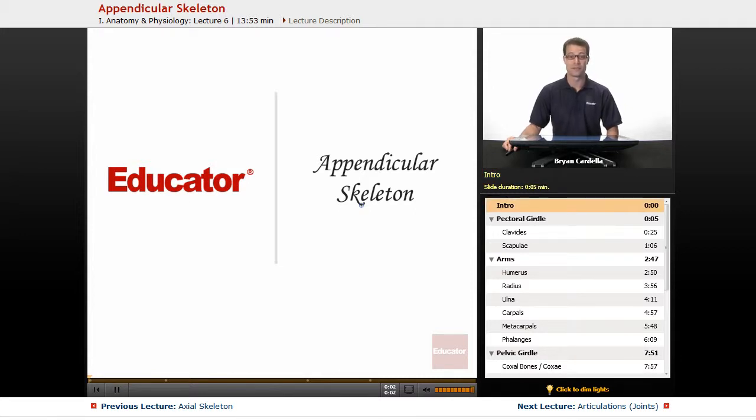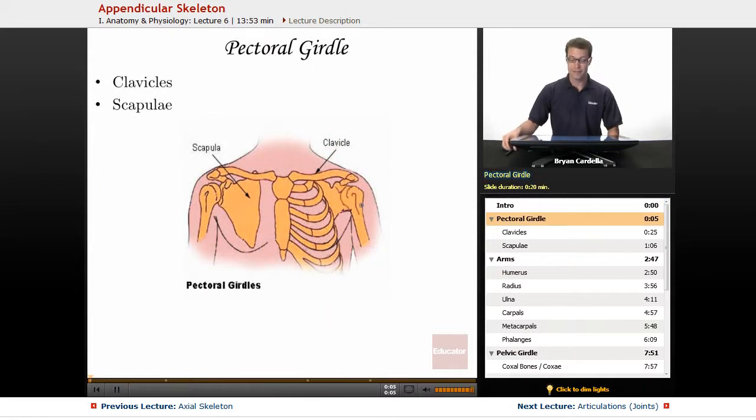This is the Appendicular Skeleton. The appendicular skeleton is named after the appendages, of course, that would be the arms and the legs, and the bones associated with the movement and stability of those. So we're going to start with the pectoral girdle. The pectoral muscles obviously are up here, and this girdle, as they call it, is attached to that region and helps give your arms movement and stability.